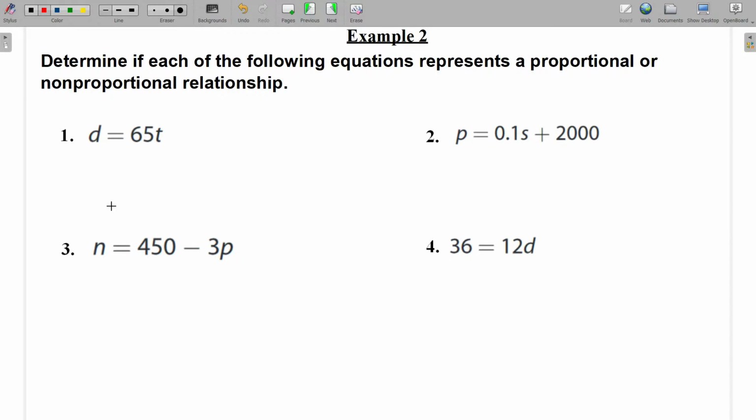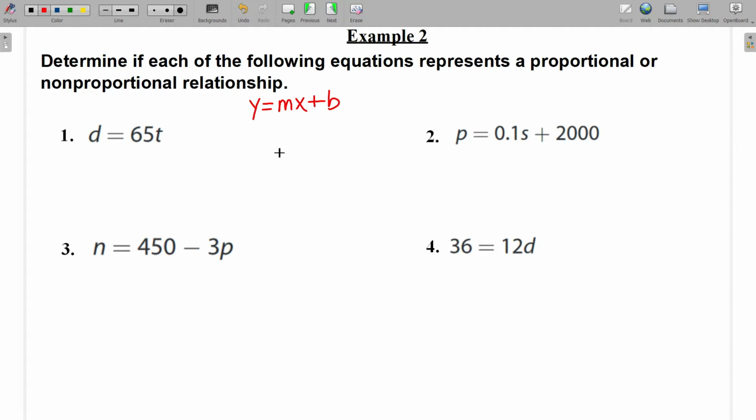In example 2, we're asked to determine if each of the following equations represents a proportional or non-proportional relationship. So what we're looking at is equations following a generalized format of y equals mx plus b. We have one of the variables of our ordered pair over here to the left, equal to our slope times another variable of our ordered pair plus some number. B is always going to be some constant. It's not going to have any variable associated with it. It's just a regular number.